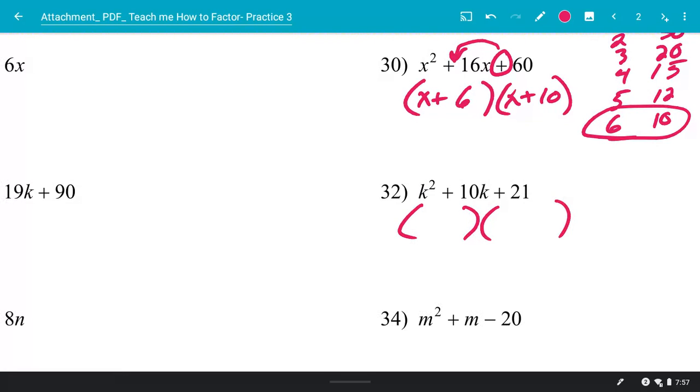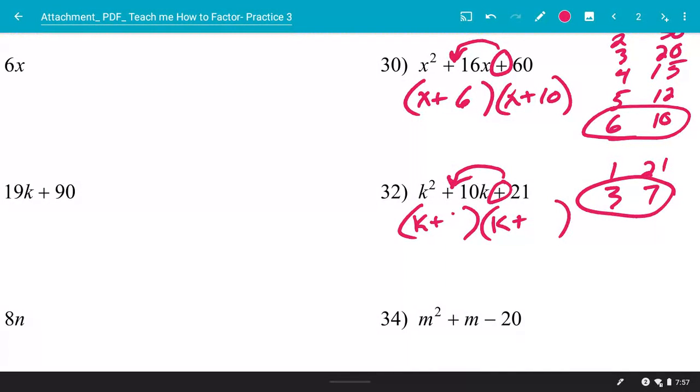Number 32, no GCF, no leading coefficient. Split the signs, put a k in each. Signs are the same, both positive. Factors of 21, 1 and 21, 3 and 7. 3 and 7 come together to give me a 10.